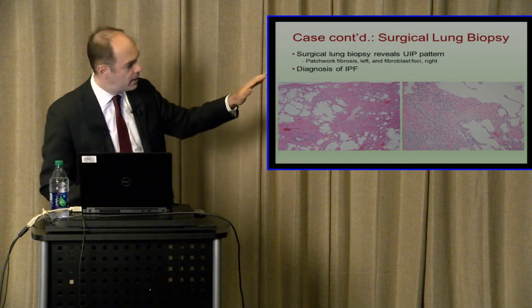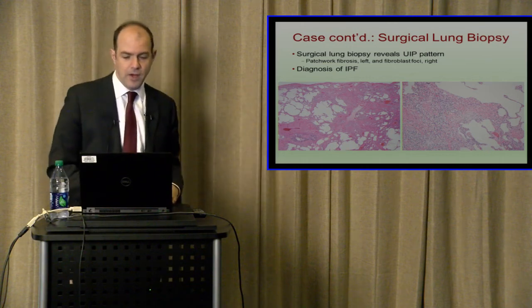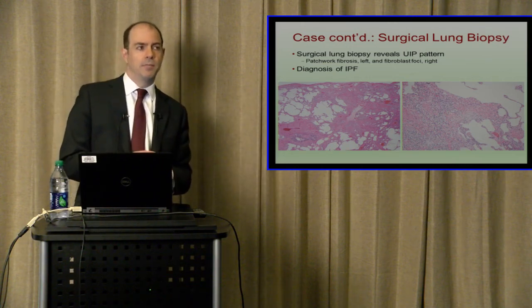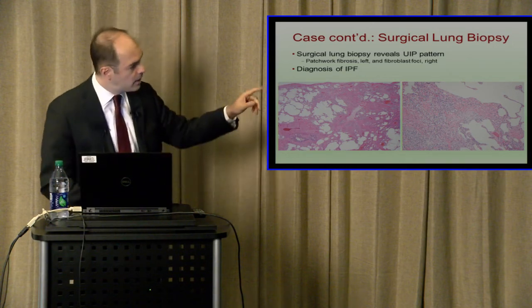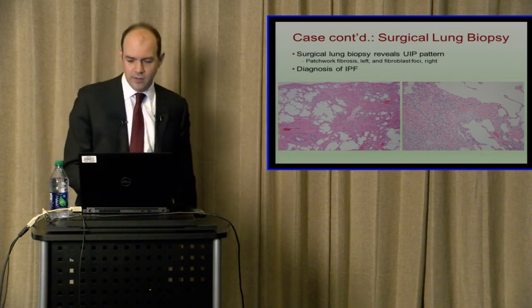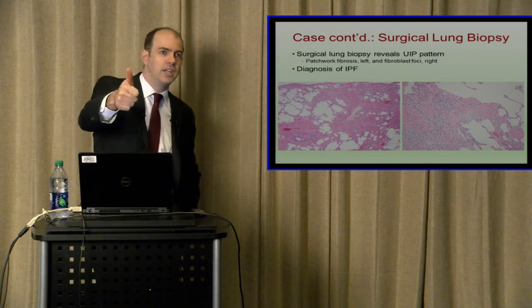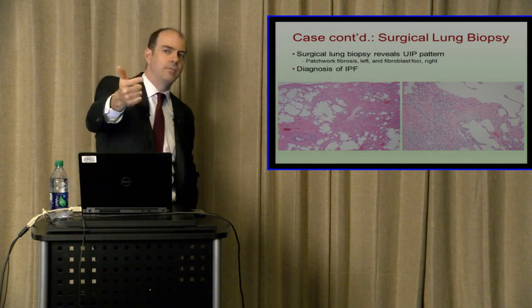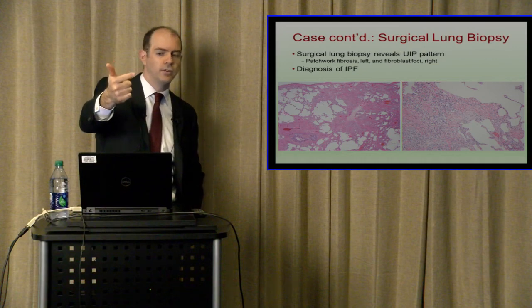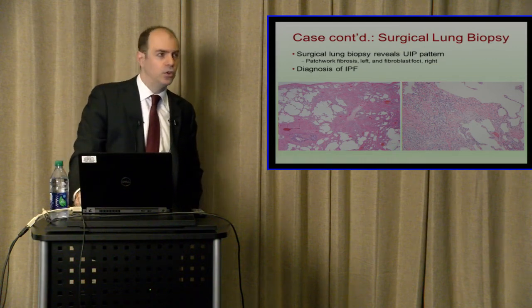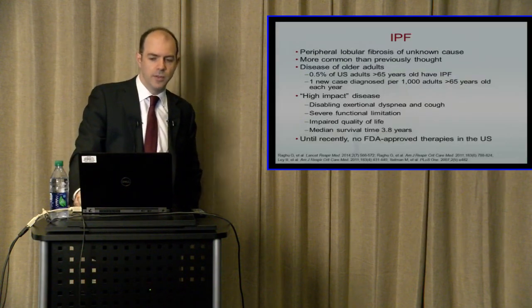And then on the right, it's hard to see there, but at high power, there's a collection of fibroblasts, which are this pale staining material. I know you can't see it, and I know I'm pointing, I apologize. But when you see the pathology report and it says patchy fibrosis and fibroblasts or fibroblastic foci, that's a big clue that it's a usual interstitial pneumonia pattern.